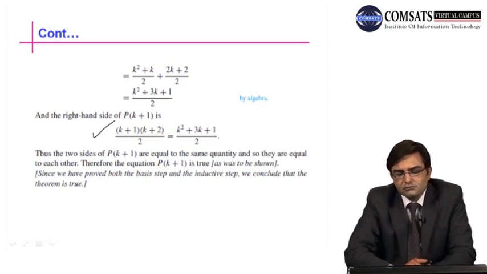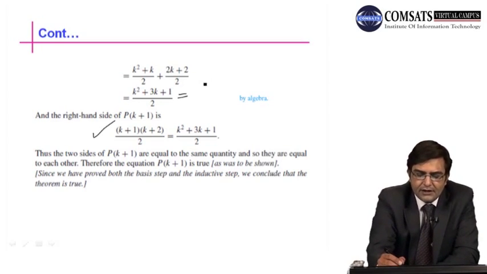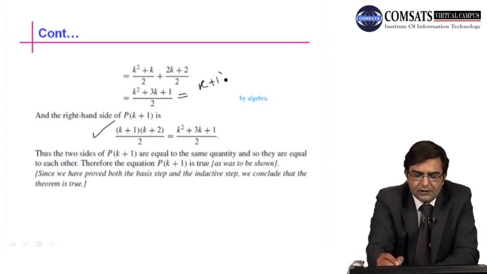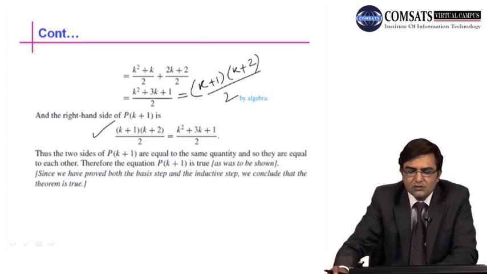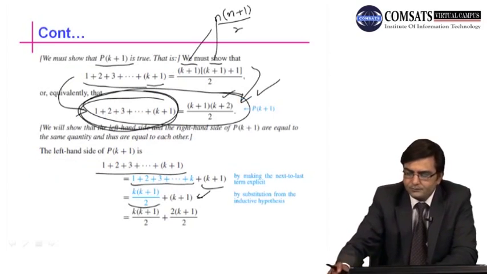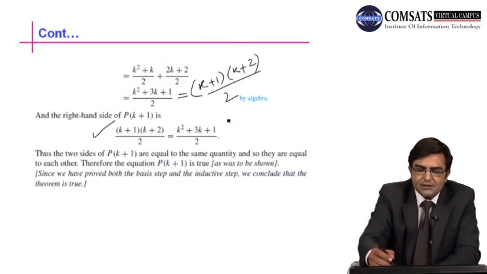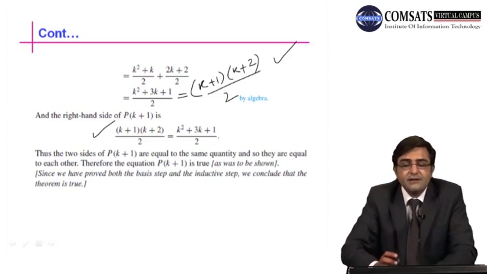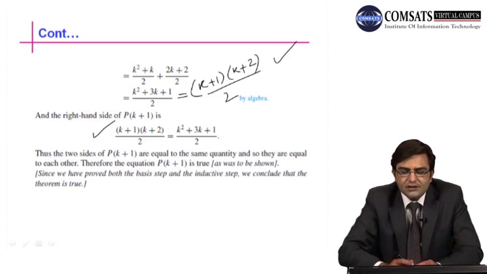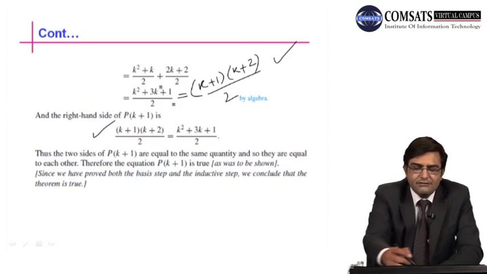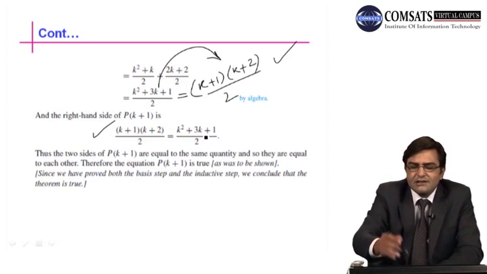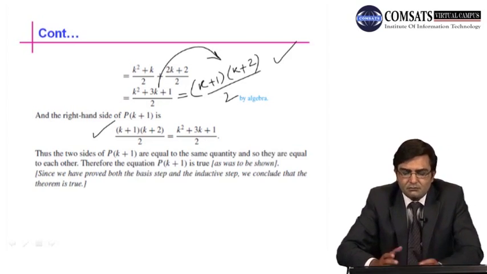this, because this can be written as k plus 1 into k plus 2 divided by 2. This is what we have to prove here. So the left hand side becomes equal to the right hand side by using some calculations and algebra, by using simple factorization which you have studied in class 9th and 10th. So we can say that P of k plus 1 is true.